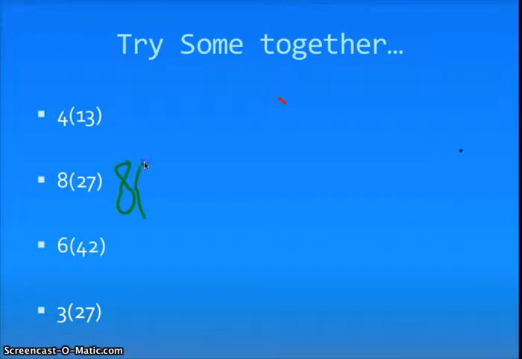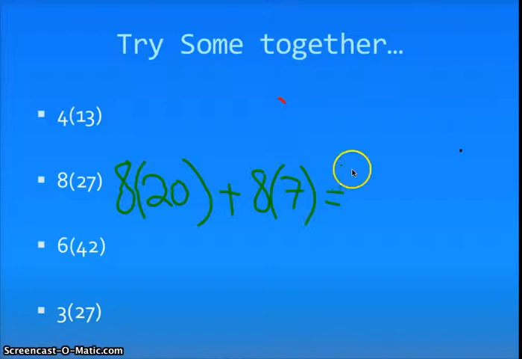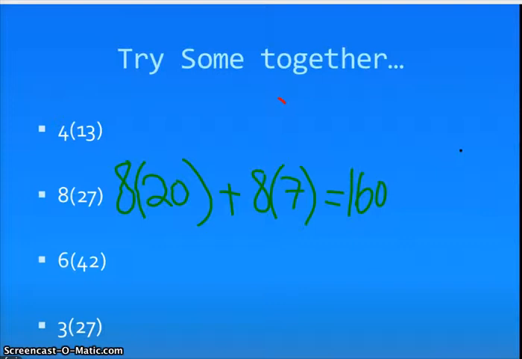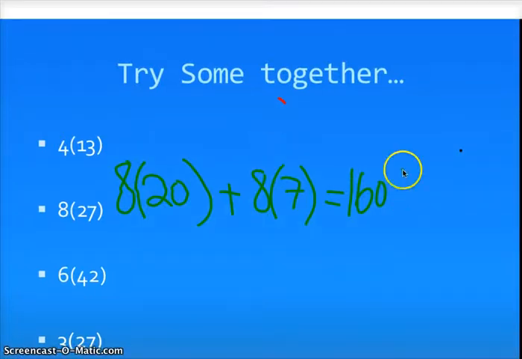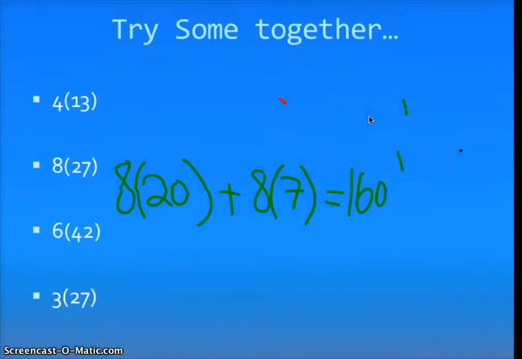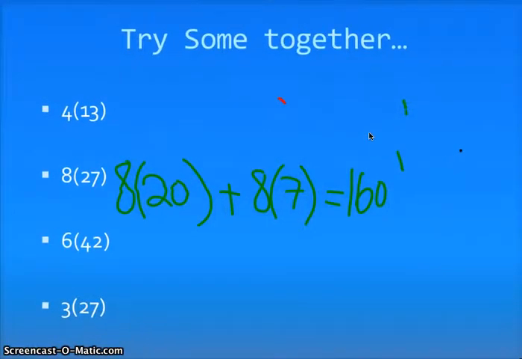So we can take 8 times 20. We add 8 times 7. And then we get 160. And then we also get 56, which equals 216.